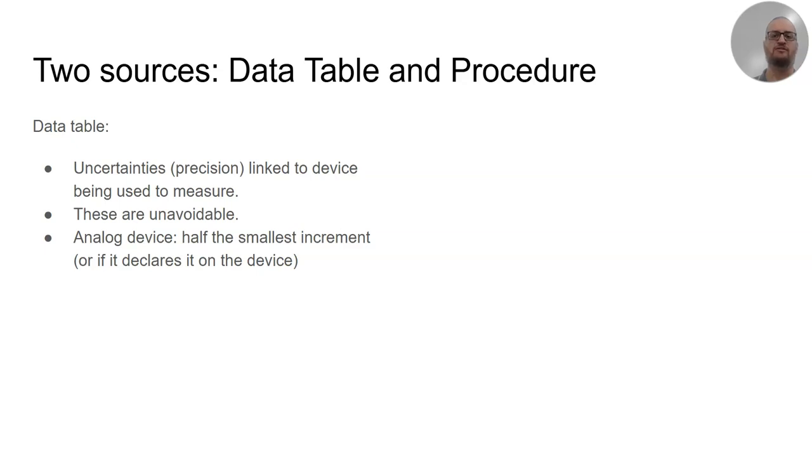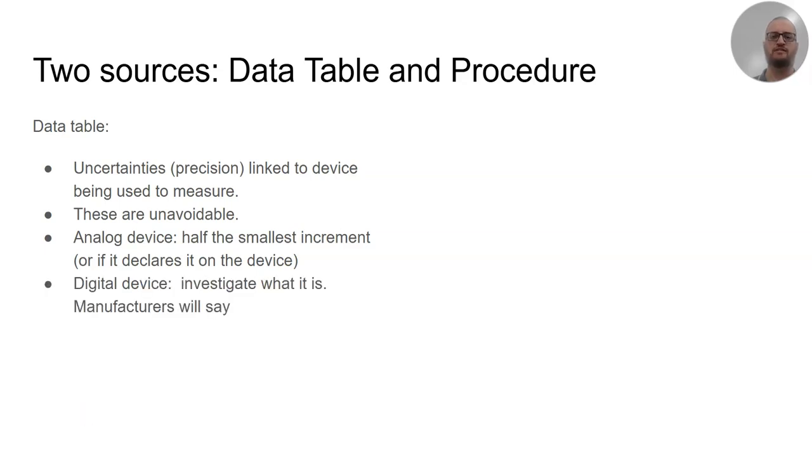Some things, like glassware, will say what their precision is. It might be plus or minus 5% for things like beakers, and for things like volumetric flasks, it might be plus or minus 0.01 milliliters. Those are very precise. But if you're using something like a ruler or a graduated cylinder, whatever the smallest increment is, it's half of that. So if the smallest increment is 0.2 milliliters, then it's plus or minus 0.1 milliliters. So analog, half the smallest.